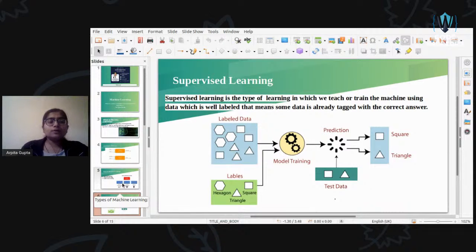So talking about supervised learning, it is a type of learning in which we teach or train the machine using data which is well-labeled. As I already said, we need labeled data in supervised learning. We need to tell the machine that these are the answers.